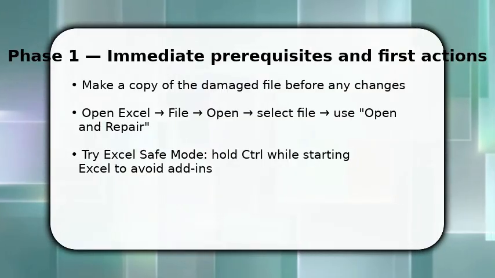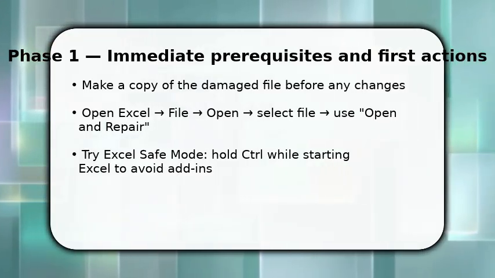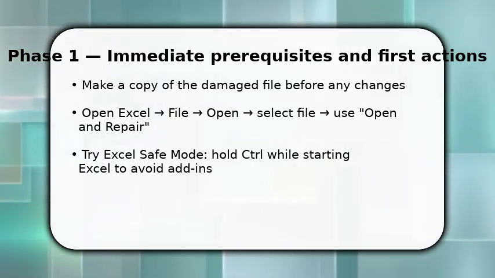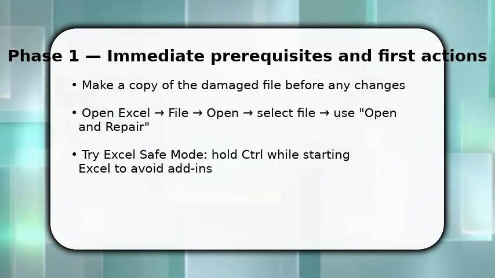You start by making a backup copy of the corrupted workbook. Never work on the original. Once done, open Excel and go straight to File > Open, select the file, and choose Open and Repair to let Excel attempt automatic fixes.